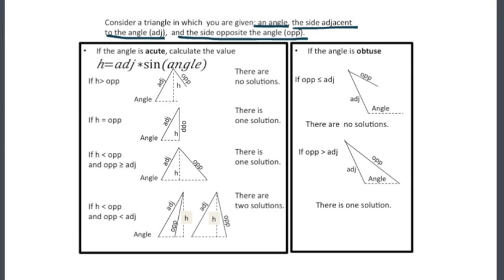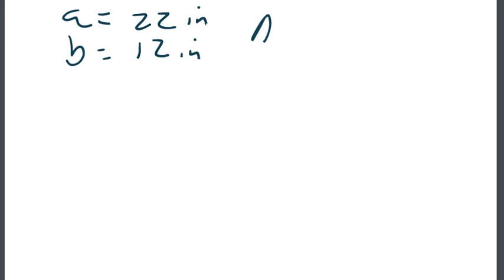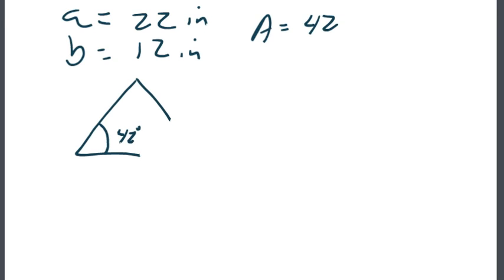So first, let's look at example 3 that says we have A is equal to 22 inches, side B is equal to 12 inches, and angle A is equal to 42 degrees. If we sketch that, we have 42 degrees for the angle. The side opposite the angle is 22 inches, and the side adjacent then has to be 12.